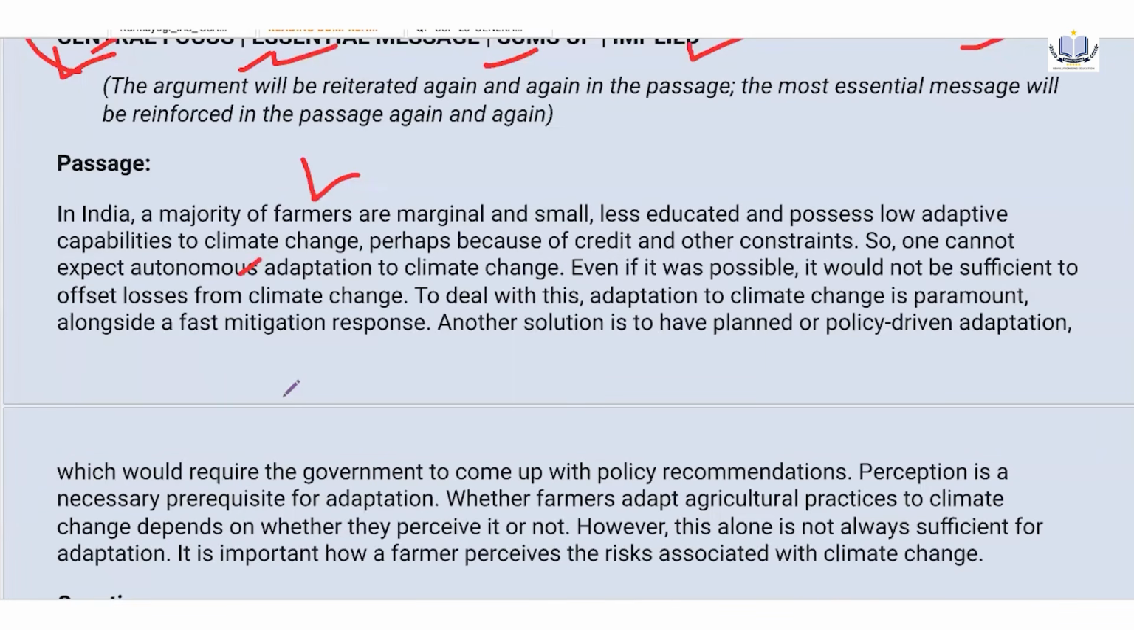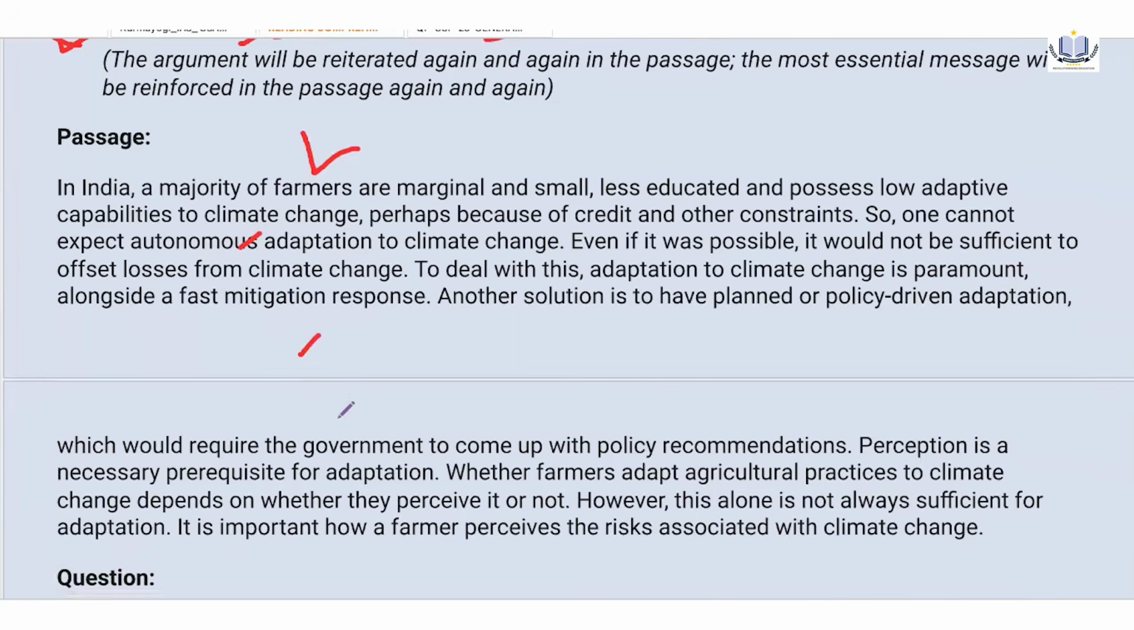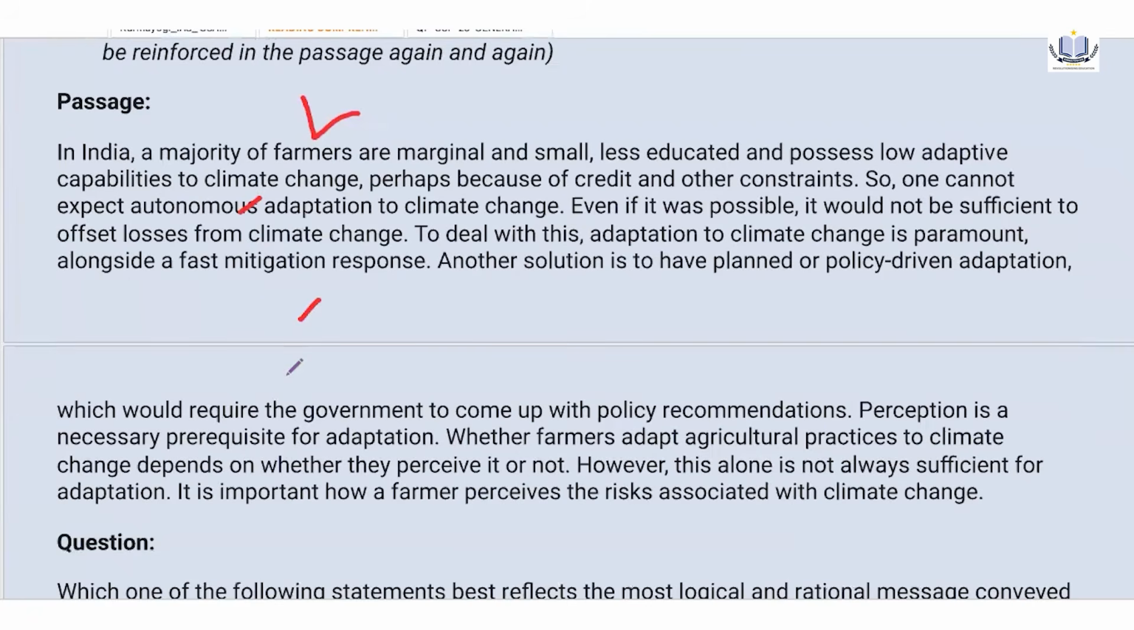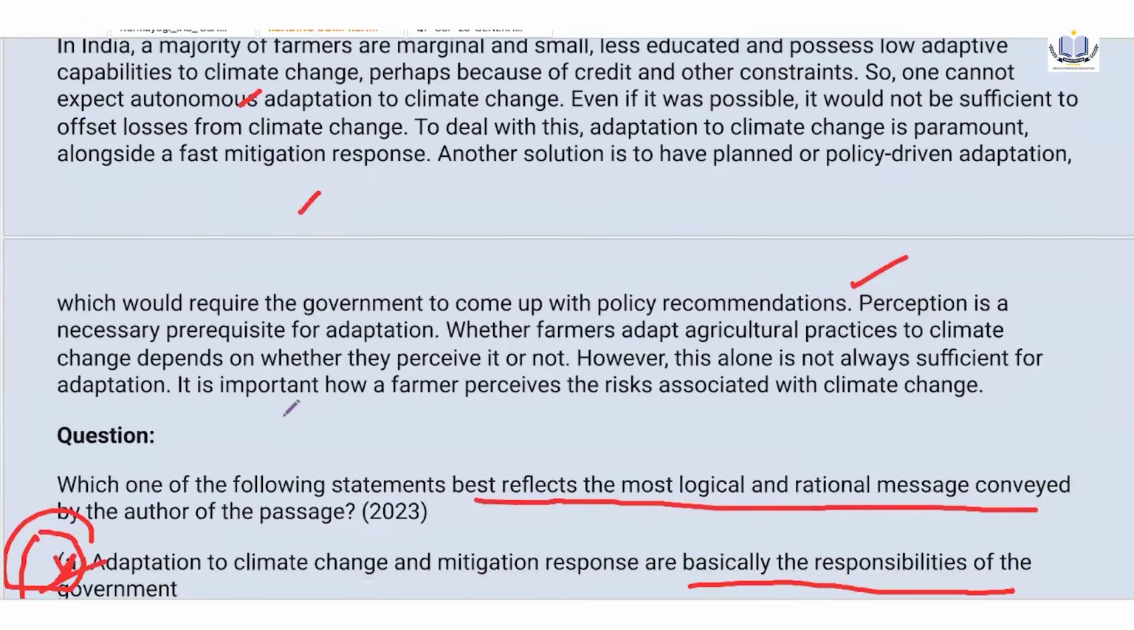To deal with this, adaptation to climate change is paramount alongside a fast mitigation response. Another solution is to have planned or policy-driven adaptation, which would require the government to come up with policy recommendations. They're talking about perception as a necessary prerequisite for adaptation. Whether farmers adapt agricultural practices to climate change depends on whether they perceive it or not.